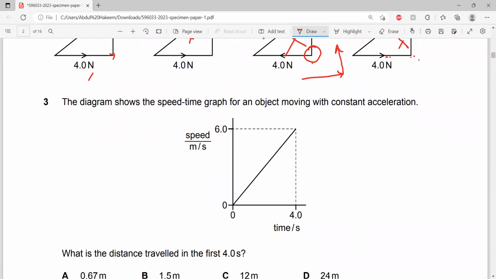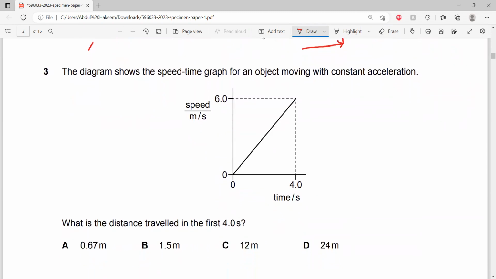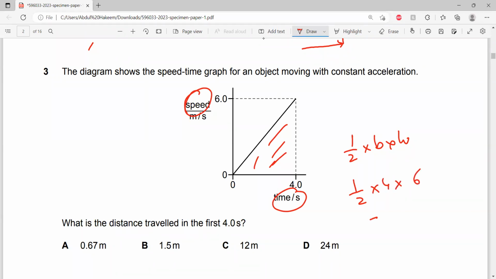Now question number 3. Very simple question. Distance covered in 4 seconds. This is a speed against time graph, and the distance is actually this area, this triangle area. So area is equal to 1 by 2 base into height. So 1 by 2, base is 4 and the height is 6. So the answer is 2 ones are 2, 2 twos are 12. So the answer is C.